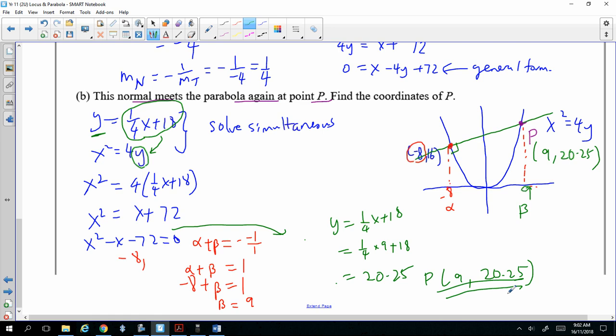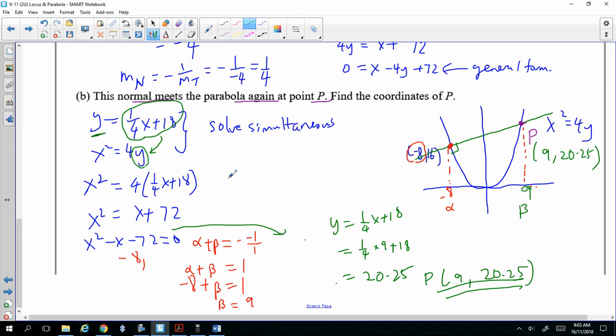One more page to go through, then we're done, which is the summary. Let's do the summary of the parabola. We've done the summary of locus already. Now we have to do the summary of the parabola. Alright, hopefully all done. All good? Next one. Summary of the locus of the parabola.